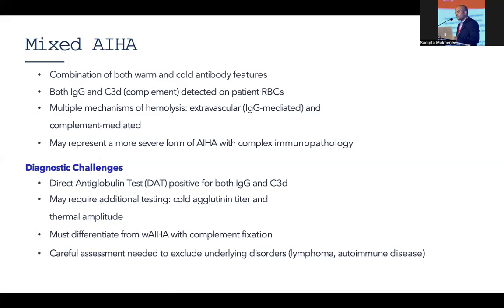In terms of diagnostic test, direct antiglobulin test is positive for both IgG and complement C3, and may require additional testing like cold agglutinin titer and thermal amplitude. It needs to be differentiated from warm autoimmune hemolytic anemia with complement fixation because the treatment will be a little different, and careful assessment needs to exclude underlying disorders like lymphoma, autoimmune disease, which I already mentioned. Most of the time, there is an underlying pathology.